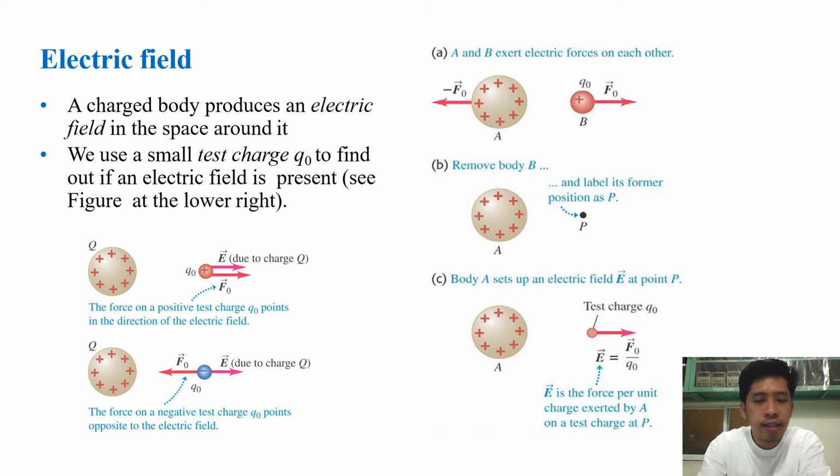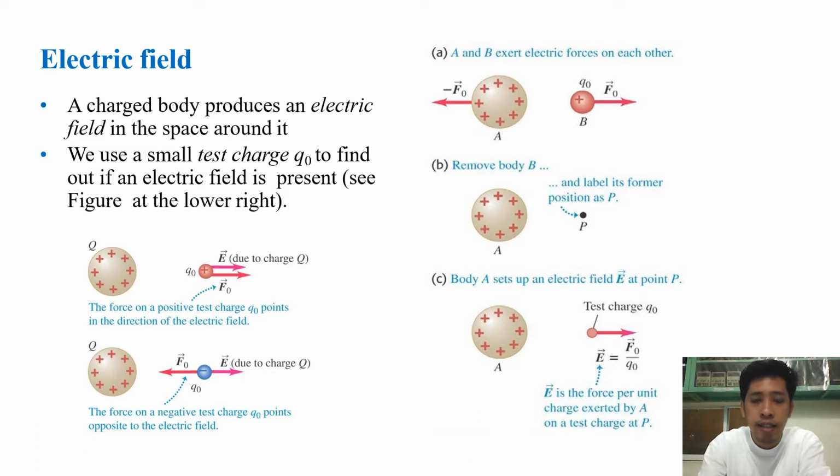Now let us discuss the electric field. For any charged body, be it a positive charge or a negative charge, this charged body produces an electric field in the space surrounding it. And how do we know that indeed the charged body produces an electric field around it?